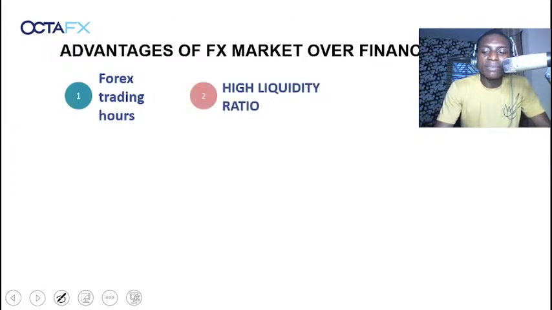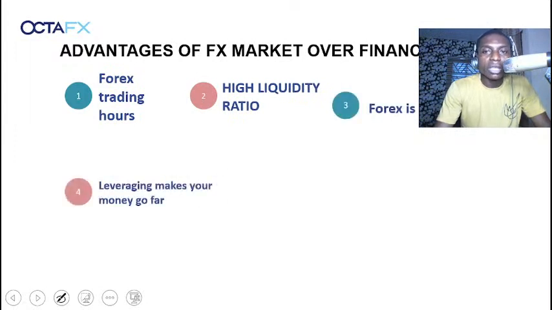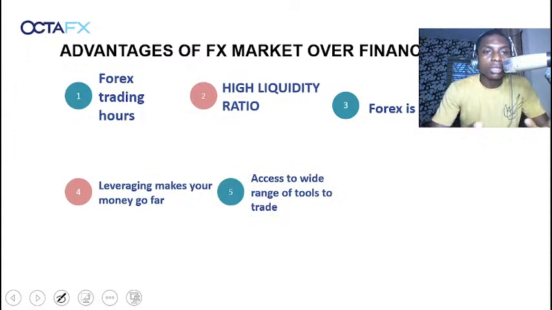Now, how do we take advantage of the Forex market over the financial exchange? Number 1, the Forex trading hours. Number 2, the high liquidity ratio. Number 3, Forex volatility. Number 4, leveraging. Leveraging helps you to make money. Then access to a wide range of tools to trade with. Forex provides you with liquidity, volatility, free time within the 5 days, because it's open.